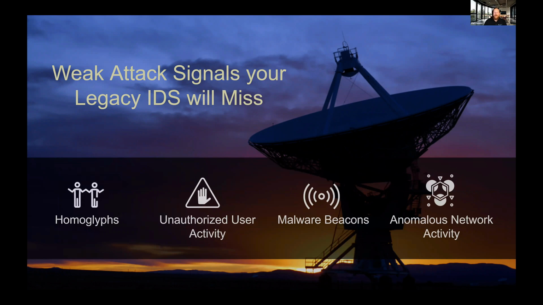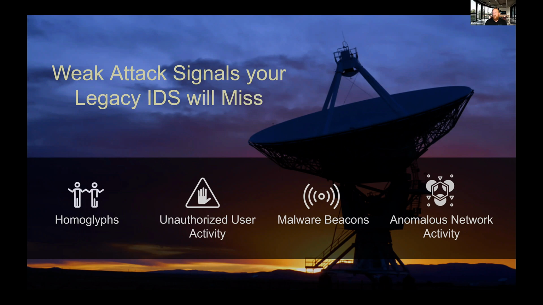So in this talk, we'll explore these 4 types of attack signals, and these are homoglyphs. You'll hear me also maybe call them homographs, and some of you may know them that way. Anomalous network activity, malware beaconing, and unauthorized user activity. For each of these, we'll describe what they are, why they matter, why your legacy IDS will miss them, and finally look into mechanisms used by a modern IDS and alternatives like NDR to help detect them.